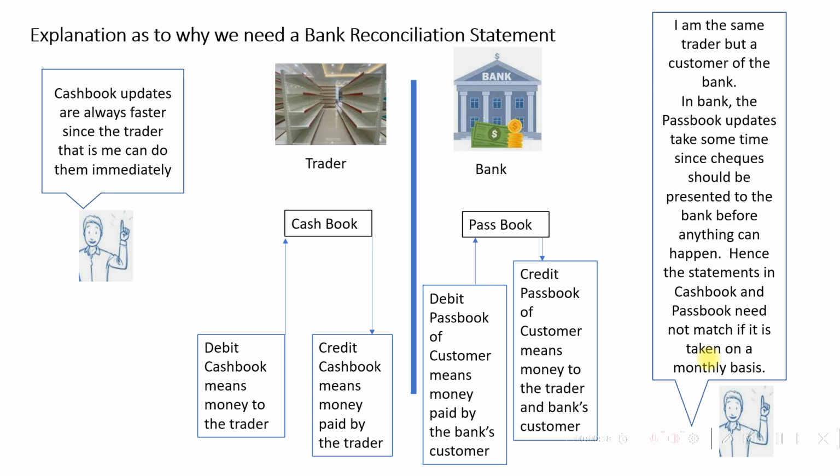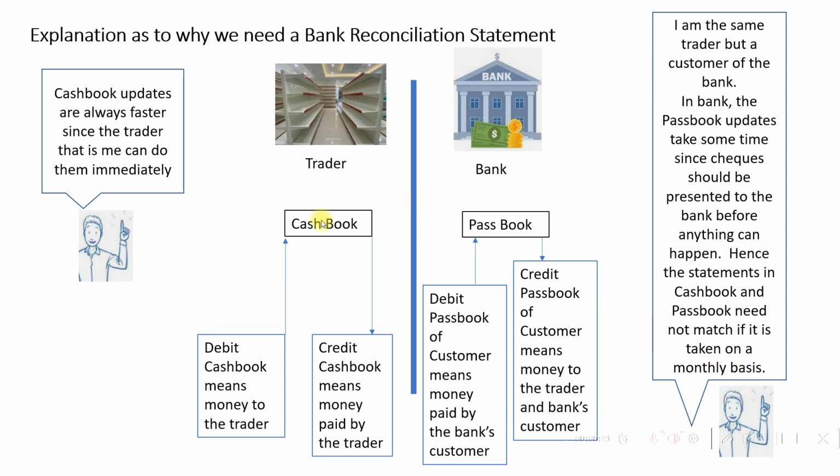In this we have basically two entities. We have a trader and we have a bank. The trader normally maintains a cash book, and the bank gives us a passbook. So the trader can also be a customer of the bank. This is the premise under which we actually work.